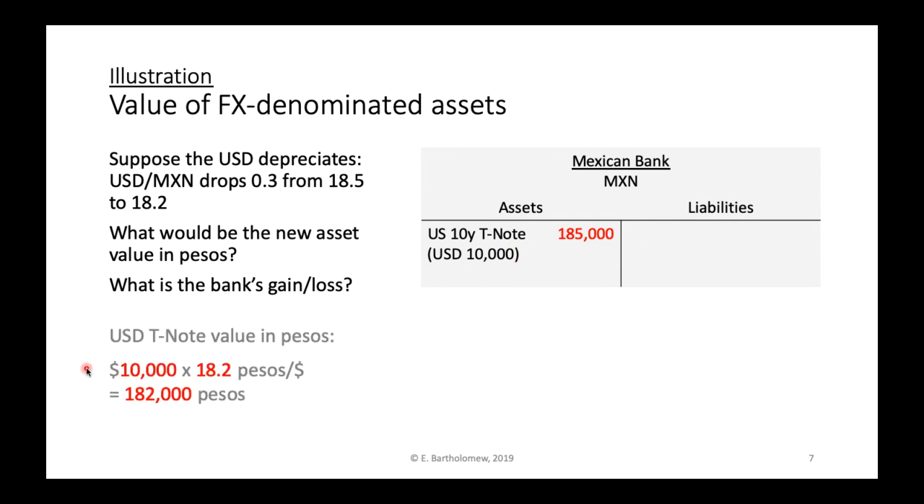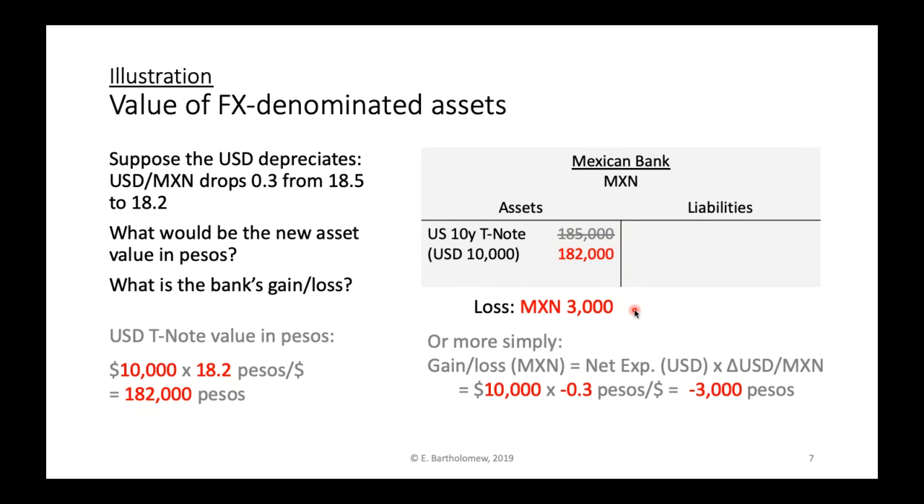Well, we'd do the T-note valuation exactly as we did in the slide before, but with the new exchange rate, 18.2, and we would come up with 182,000 pesos. So if we reflect that on our balance sheet, the 185,000 becomes 182,000, and the bank has lost 3,000 pesos, the difference between the two. Or we could do this more simply by noting that they have a net FX exposure in dollars of $10,000, and we multiply that by the change in the exchange rate, negative 0.3. So that would give us a gain of minus 3,000 pesos, which is a loss of 3,000 pesos. So the same result.